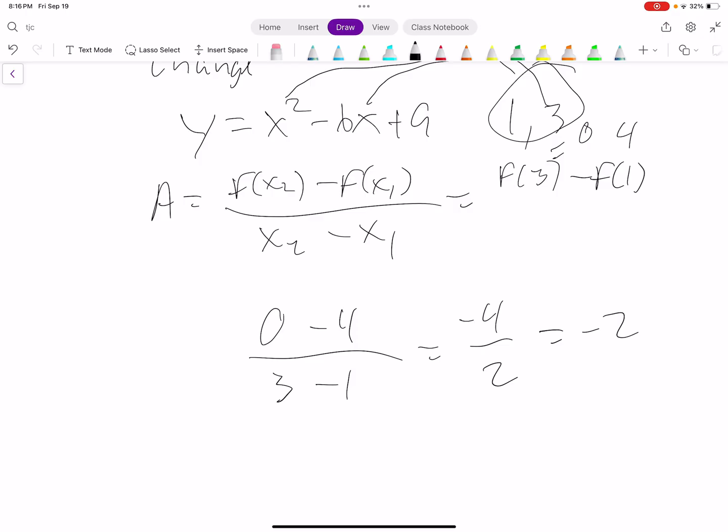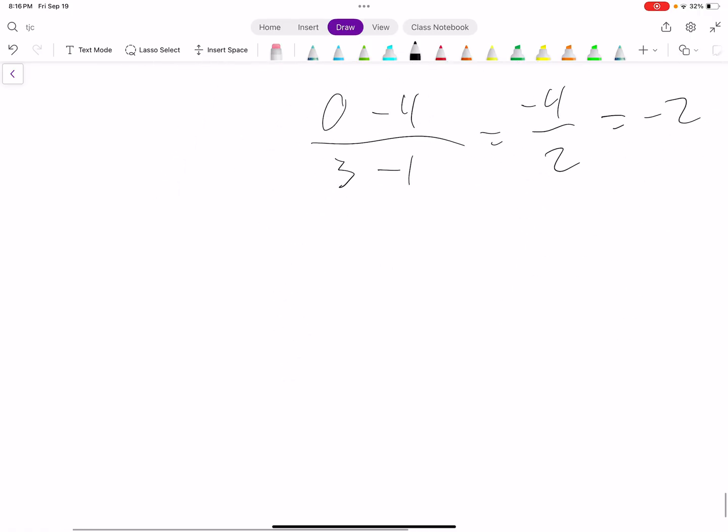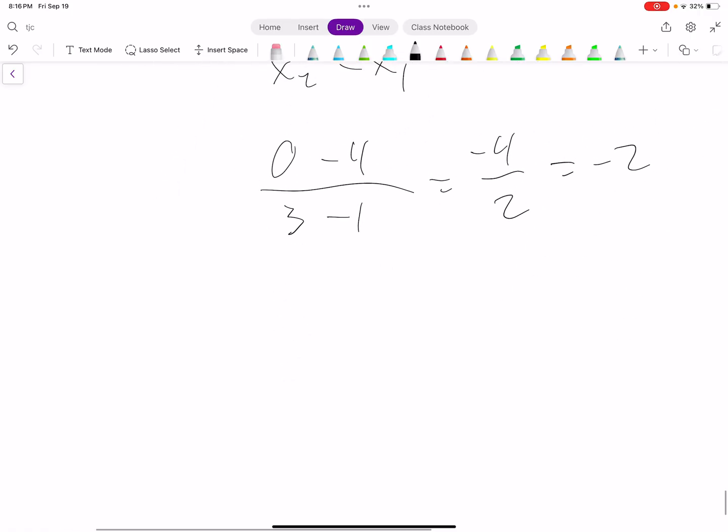By the way, all these formulas, I will give them to you on the exam. You don't need to memorize them. Okay, the next one is 14. 14, they're going to give you a cost function.